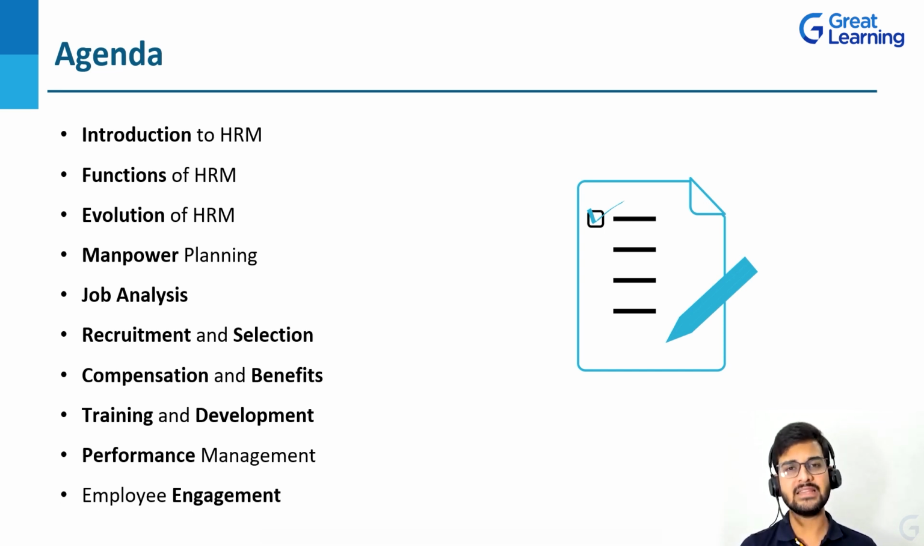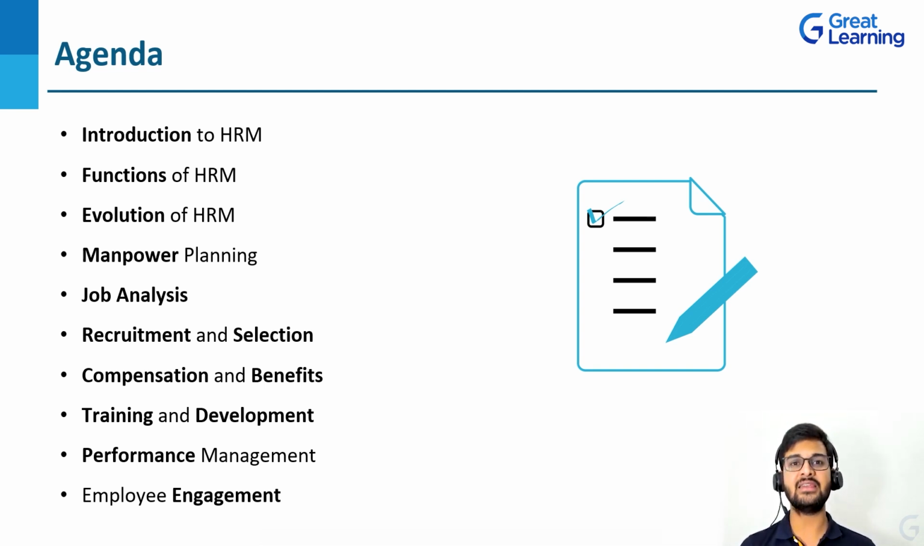We won't be looking at the historic evolution, but we'll touch upon how it has changed over the different periods of time. Then manpower planning, which is also known as human resource planning. Then job analysis. In job analysis, we will also discuss job evaluation and job description. Whenever you apply for any job vacancy, there's always a JD or the job description that you get. How that is different from job analysis and job evaluation, all of that we will be exploring in this particular course. Then recruitment and selection.